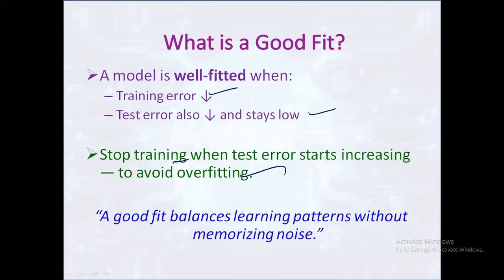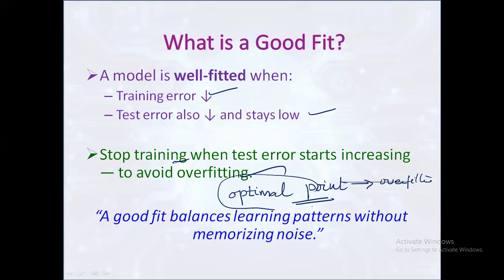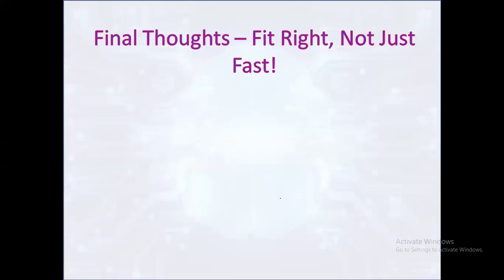So this will cause overfitting. To achieve a good fit, training must be stopped at the optimal point. This is a very important point. Training must be stopped just before the model starts going into overfitting. Before going into overfitting, if we are finding the optimal point, we have to stop training. Monitoring validation loss can help identify this moment.